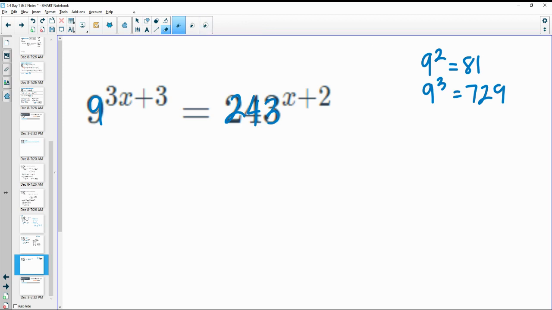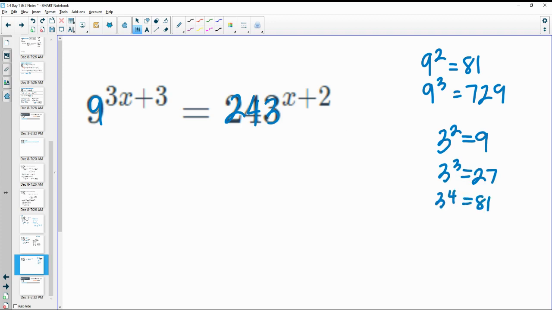So what other bases can 9 be written as? So 9 can be written as 3 squared. So then let's check if we can get 243 as a base 3. So 3 cubed is 27. 3 to the 4th is 81. And then 3 to the 5th is 243. So these two can both be written as powers of 3.